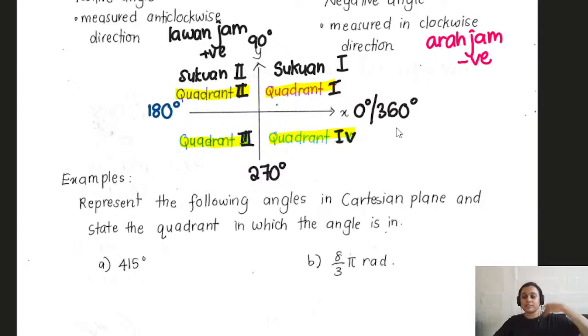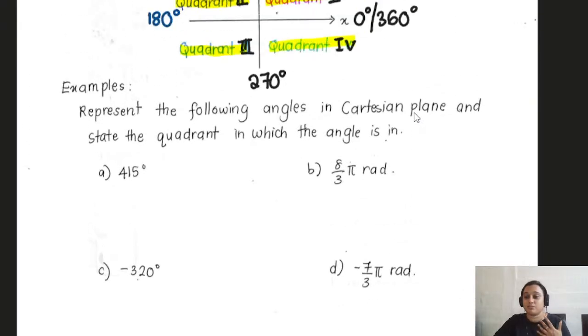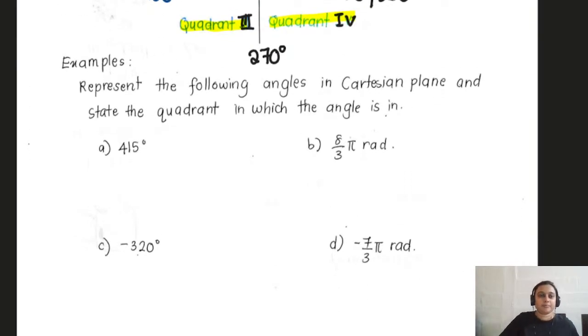Now let's start to represent the angle. Because this side teacher say you all must know the basics for drawing. Drawing is very important. Represent the following angles. Angles. Ini adalah sudut. Angles in the Cartesian plane. State the quadrant in which the angle is. Cartesian plane is actually graph lah. Okay, graph.